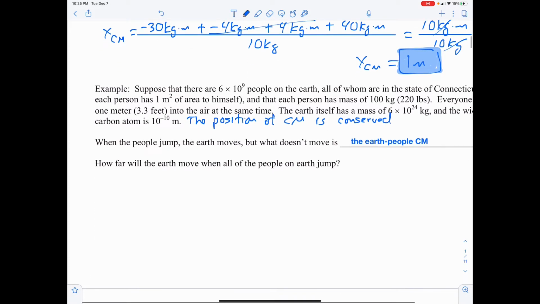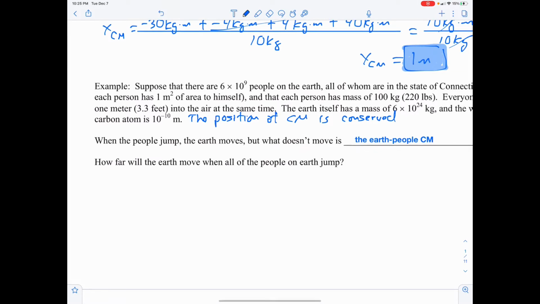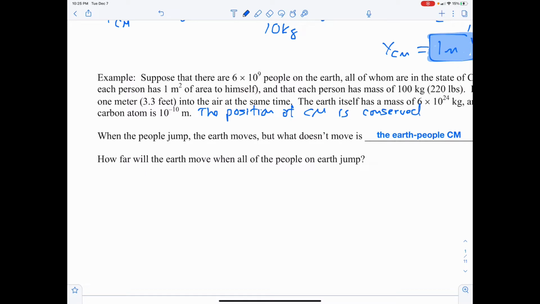So how far will the Earth move when all the people jump? Well, we can establish a bit of a ratio here. If the center of mass does not move, we can describe it as mass of the Earth times its position, plus mass of the people times the position of the people. Let's go ahead and solve this for the distance the Earth moves.